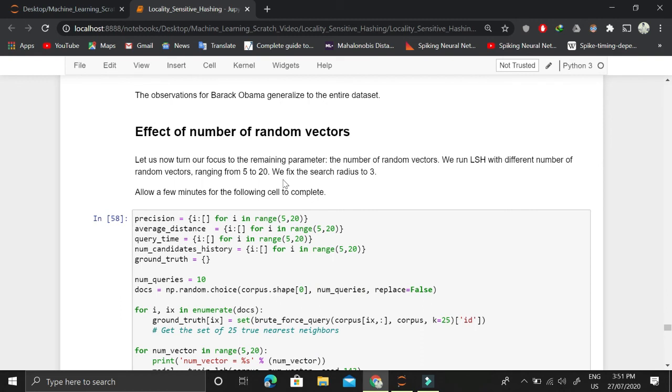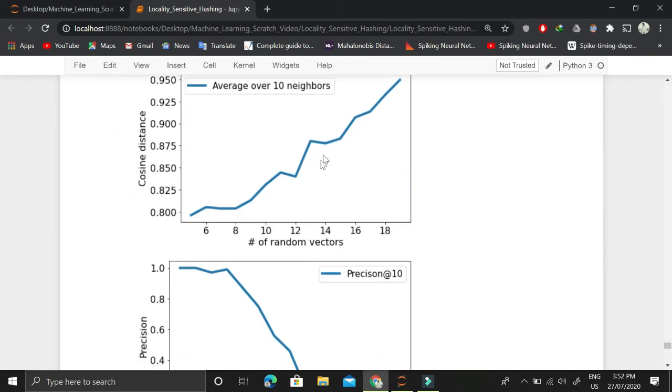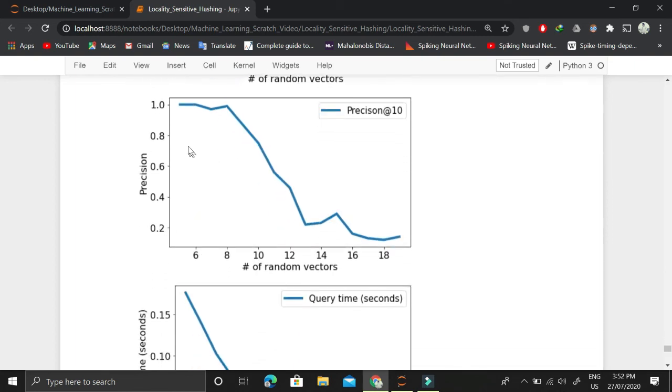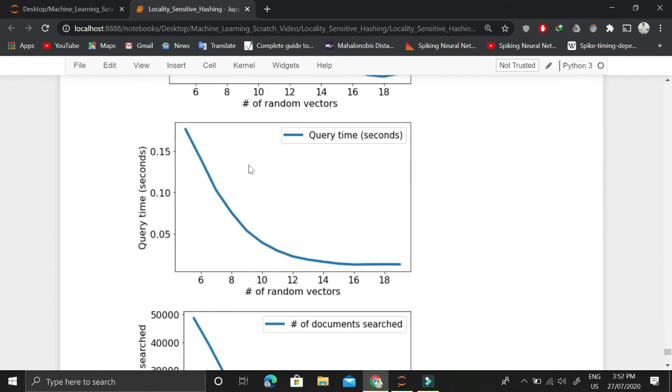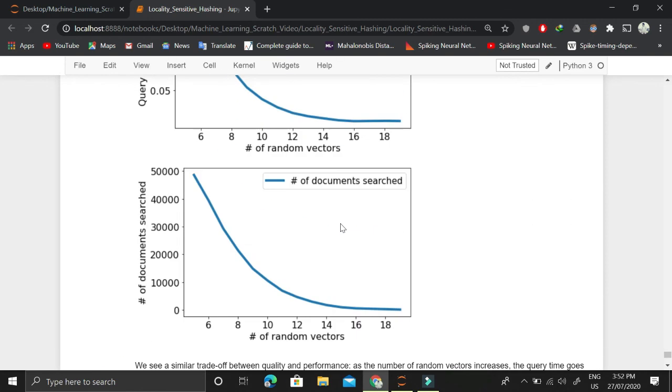If we increase the random vectors, then of course accuracy will decrease, time will decrease, and it will be computationally very efficient, but the accuracy will of course decrease. As the cosine distance increases, it means the accuracy or precision decreases, and the query time also of course decreases. Computationally it will be efficient, and the number of documents that we have to search will also decrease. I hope this makes sense.